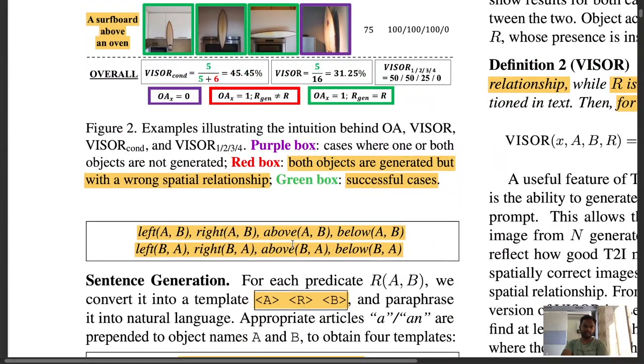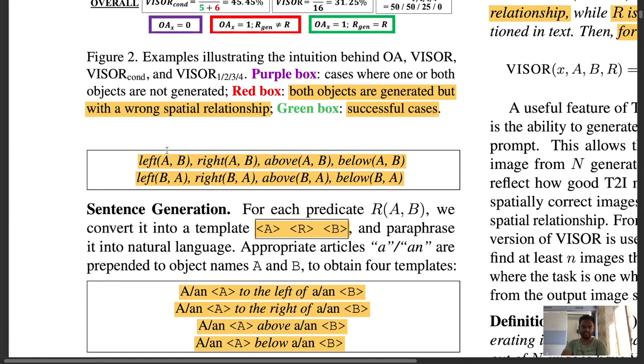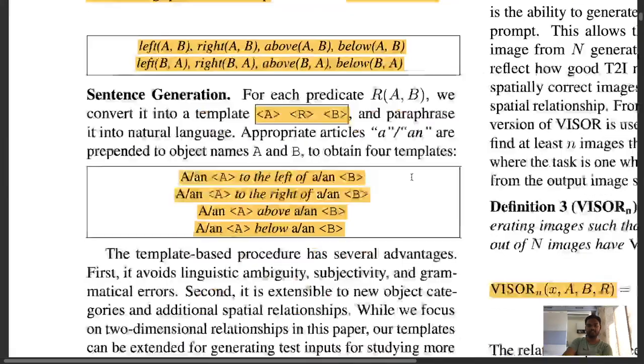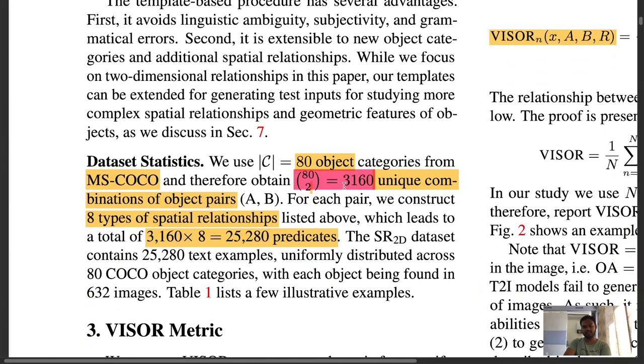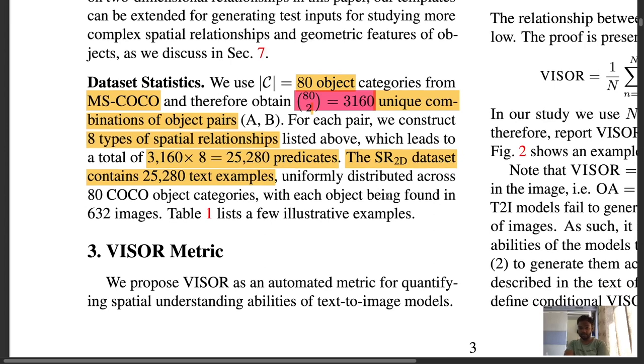So if you see here, we have left, right, above, below, 4 of them. And if I interchange the objects, I get 8 of them. So with 2 variables, I can form 8 different types of contexts. And here I'm taking 3160 unique combinations. So with 1 combo, I can get 8. So with 3160 combos, 3160 into 8, I get 25,280 predictions. That's basically the number of images that they have given us in the SR2D dataset, which is what they have mentioned here. The SR2D dataset contains 25,280 text examples, uniformly distributed, of course.